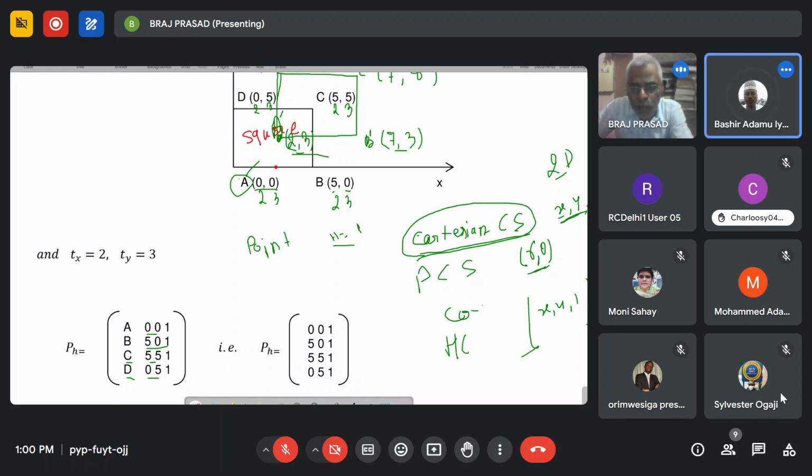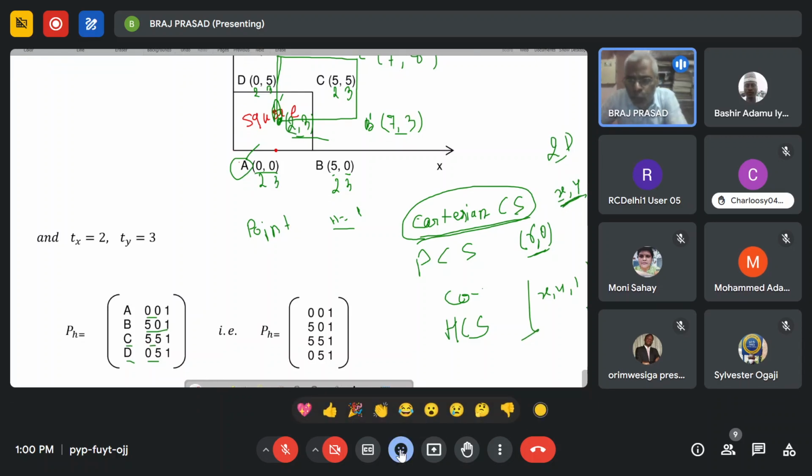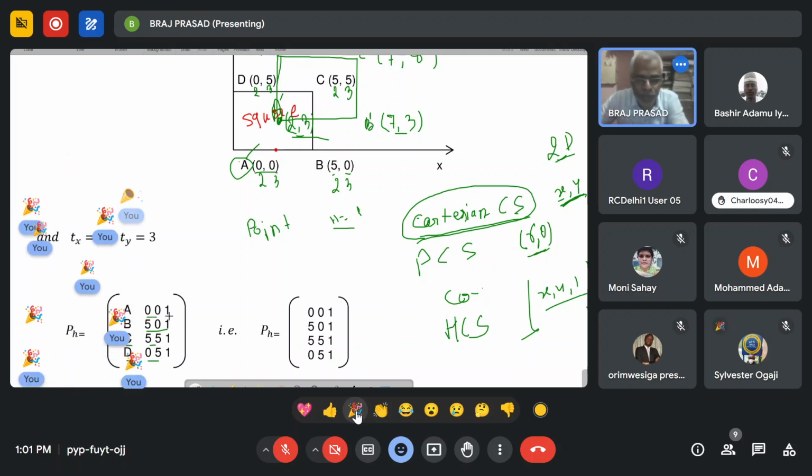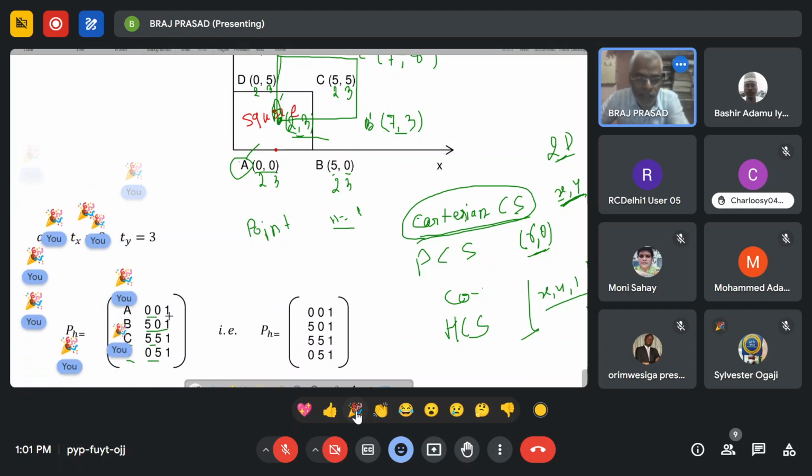But in the Cartesian coordinate system, we only use x and y, not h. So this is the homogeneous coordinate system for 2D, and it becomes x y 1. So for any point that has the value x y, you have to add 1. That's why I have added 1 here, changing 0 0 to 0 0 1. I think it is clear.